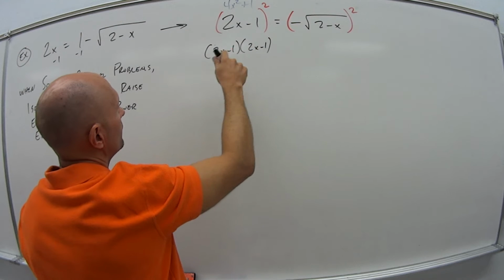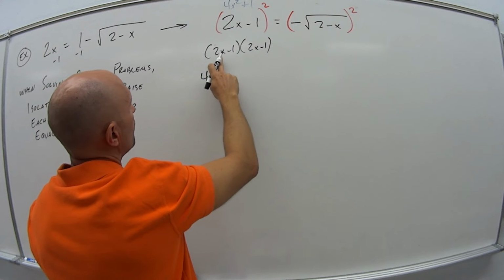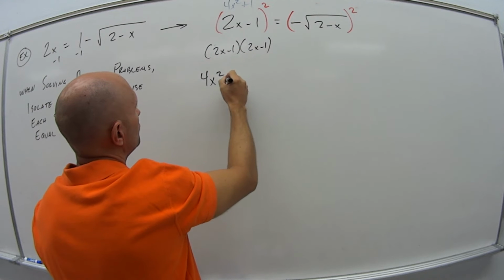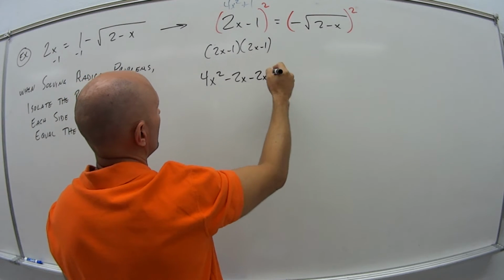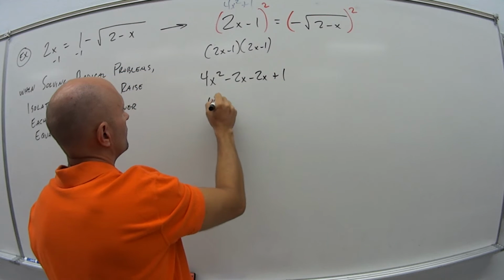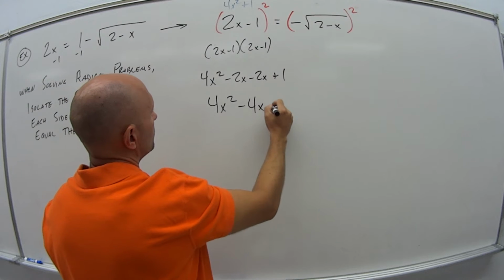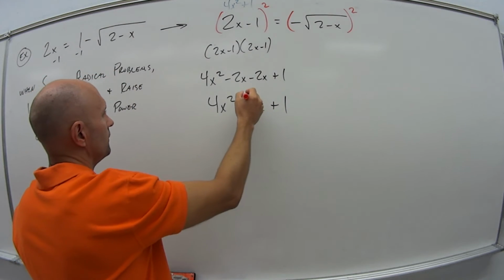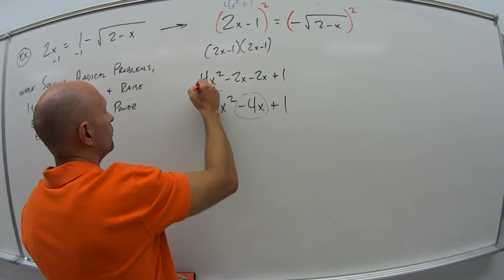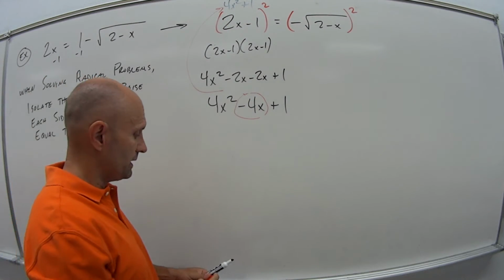So when we do FOIL here, we get what? We do get 4x squared. And then outside is minus 2x. Inside is minus 2x. And then plus 1. So we get 4x squared minus 4x plus 1 for the left side. So you can see that this piece here was missing from up here if we just squared each piece. So be careful with that.